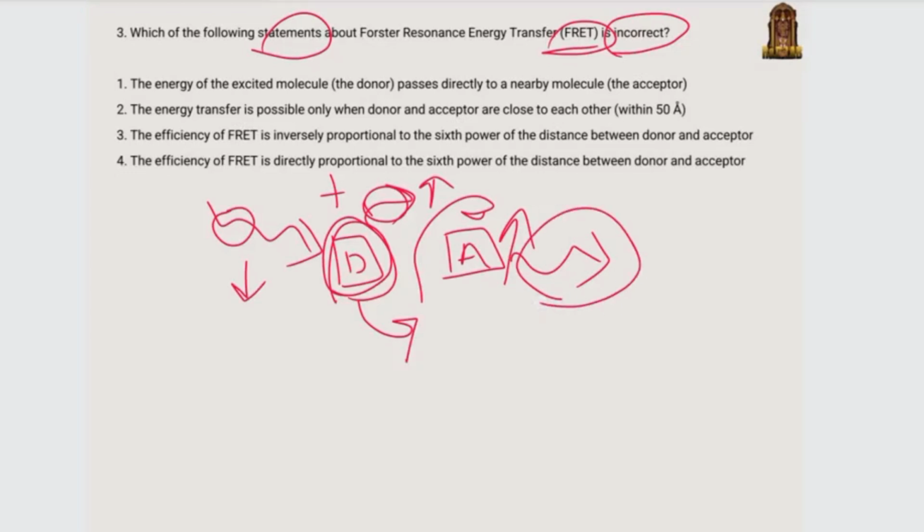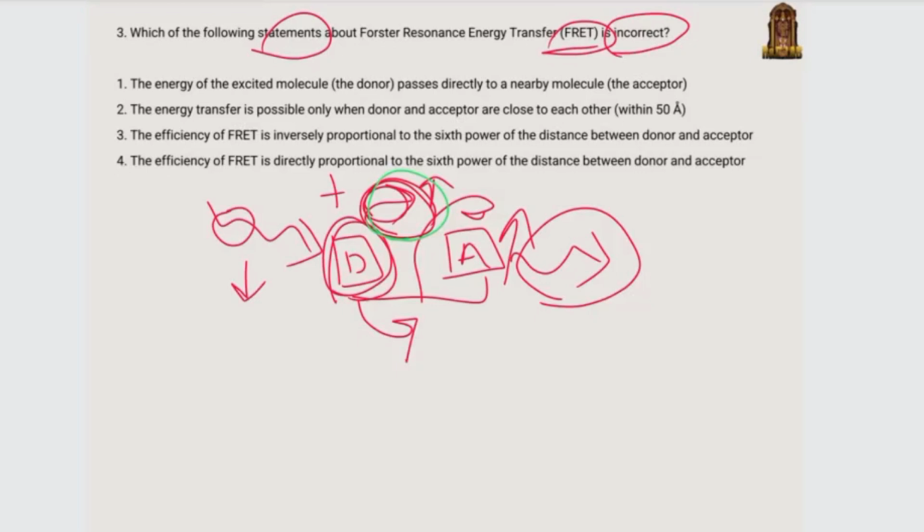The light detector will be there to detect the light. It will get this light. But if those are not really connected or they are far away, then the emitted light from the donor, the detector will sense this light.